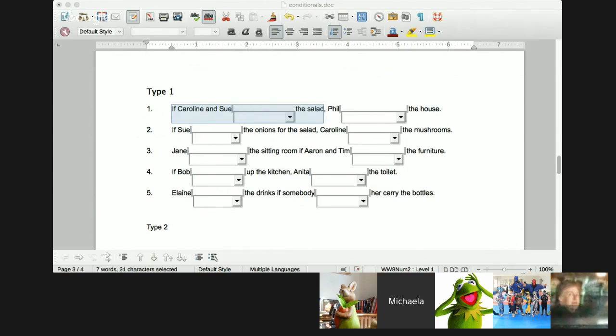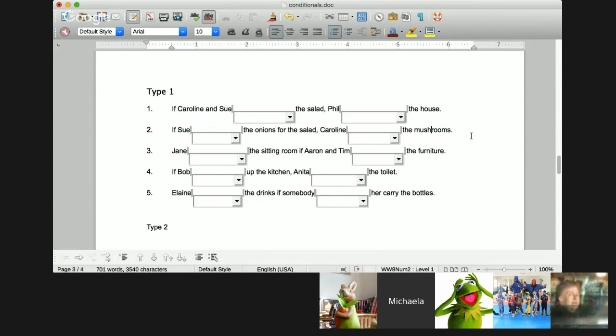Okay, number 2, Vislav. If Sue buy the onions for the salad, Caroline will buy the mushrooms. Awesome. And I like the way you conjugated it, but what did you say for the first blank? If Sue... Buy. Without an S? Sorry? Well, you said if Sue buy, right? Buy. But in the third person singular, we need an S on the end of that verb. So if Sue buys. It's the third. Okay. Sorry. Of course.